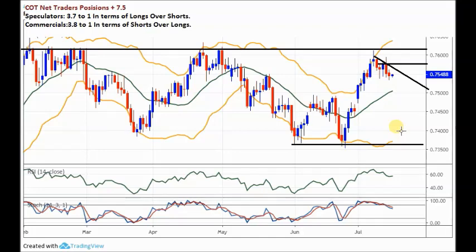Okay, now in terms of the next pair, I'm going to do GBP CAD, which is a pair I'm really interested in this week. I'm pretty interested in the GBP anyway, but GBP CAD just looks so attractive. Let's just go and take a look at it.